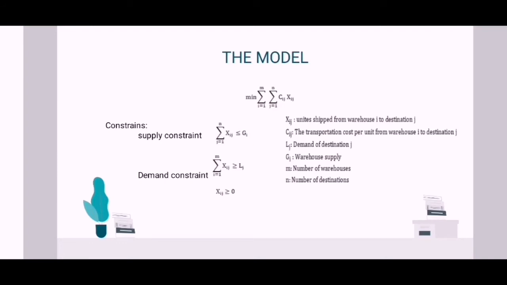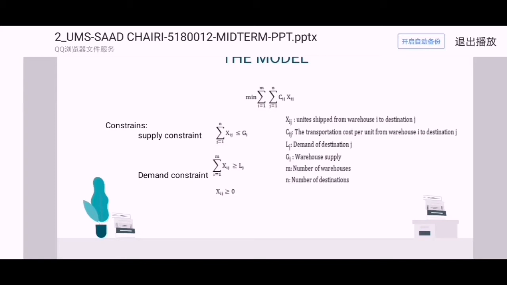The objective function of this model is to minimize the cost of every unit shipped from warehouse i to destination j, subject to two constraints. The supply constraint, where the total units shipped from warehouse i to every customer j must be lower than or equal to the warehouse supply, while the demand constraint, where the total units shipped from every warehouse i to customer j must be greater than or equal to the demand of destination j.